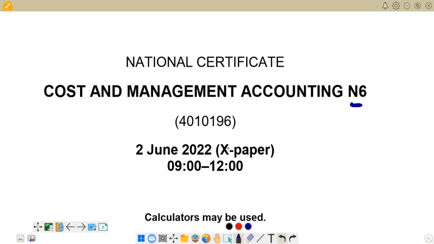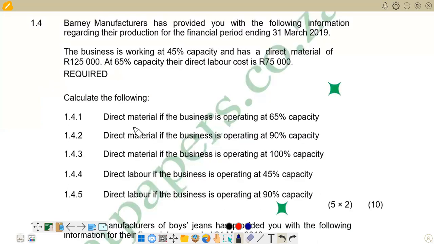Today, we want to look at a question paper of June 2022. On this question paper, we want to look at the question of the data collection schedule, and we've got some calculations that we need to do before we prepare that data collection schedule. So we go to our question, and this is the question that we have. We are only going to look at 1.4 and 1.5 on that question paper.